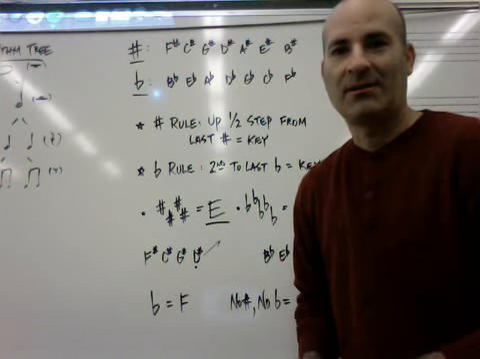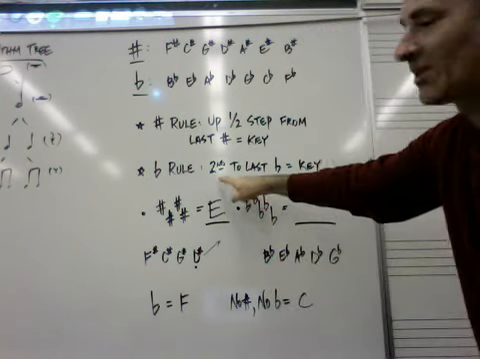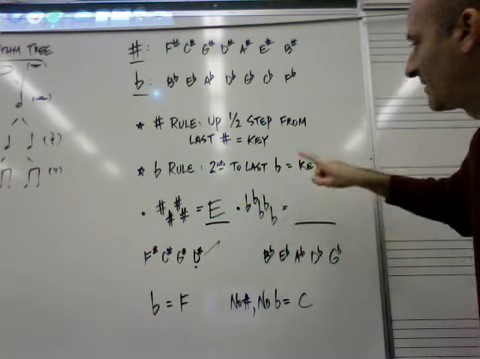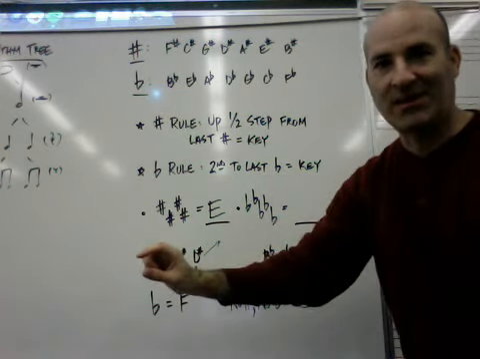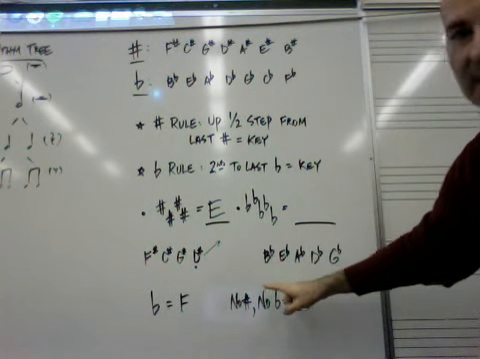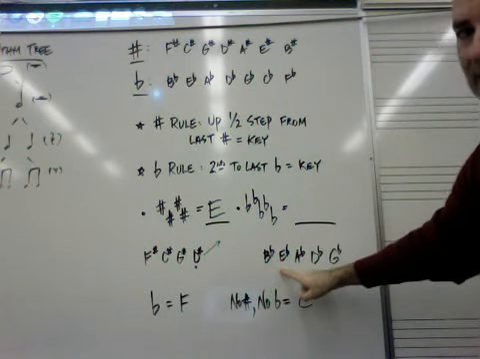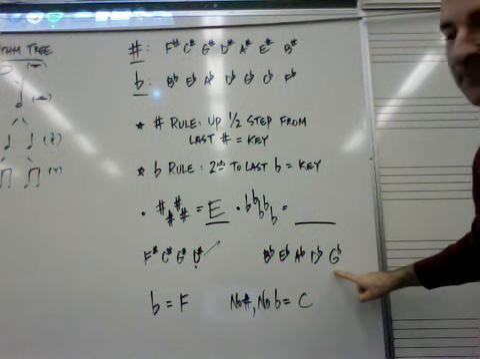Let's do this for the rule of flats now. So we talked about the second to last flat equals the key. So what I did is I listed all the flats out in order in my key signature right here. I have 5 flats. And in order they are B flat, E flat, A flat, D flat, and G flat.